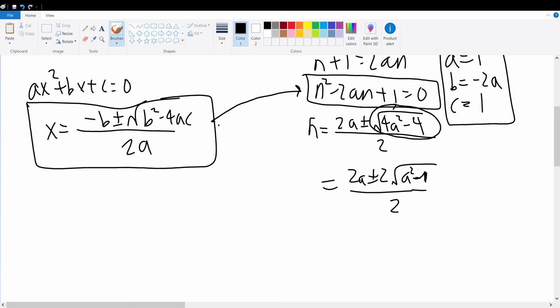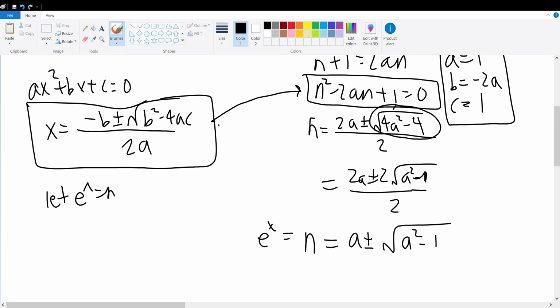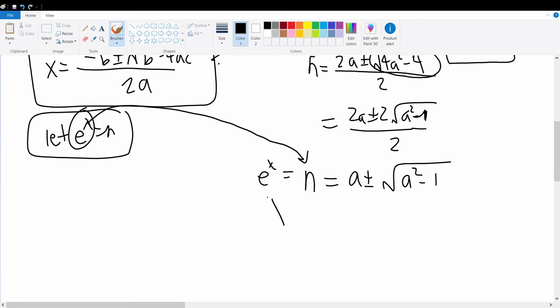We can divide 2 from the denominator into the numerator to get a plus or minus the square root of a squared minus 1 being equal to the variable n being equal to e to the x. Remember our previous assumption to let e to the x be equal to the variable n. Hence, we can apply back e to the x into our variable n. We can find the variable x from here to be equal to the natural log of a plus or minus the square root of a squared minus 1.